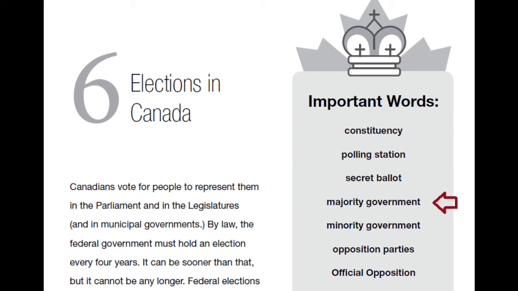A majority government is when one political party has more than half of the seats in the House of Commons. So if there were 338 seats, if there were 170 or 180 seats, then they have a majority government. But if they have fewer seats than that, because other parties have elected members of Parliament, then they are called a minority government.